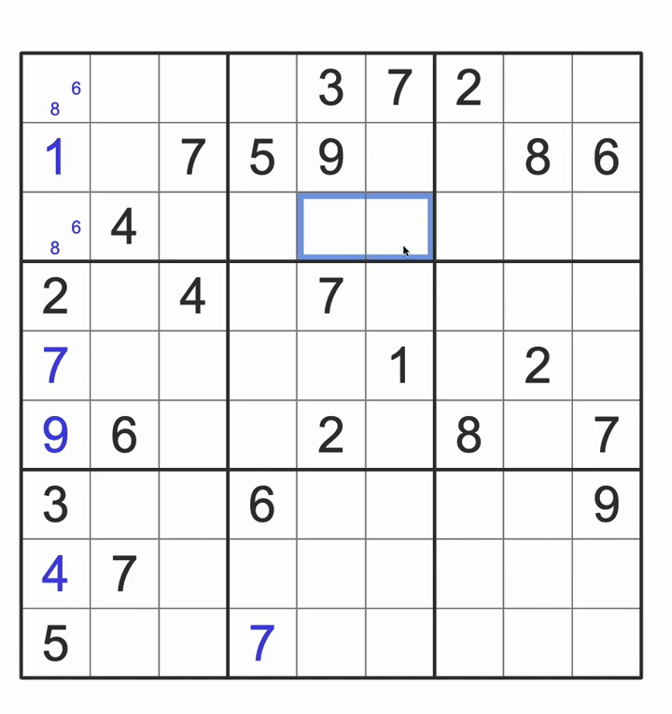That tells me 6 will be in one of these two cells in box 2. In either case, it will block this cell from being 6. Gives me 8 here. And that makes this cell 8. 8 and 8 block these in box 2. Gives me 8 here. And 4 blocks these. Gives me 4 here.